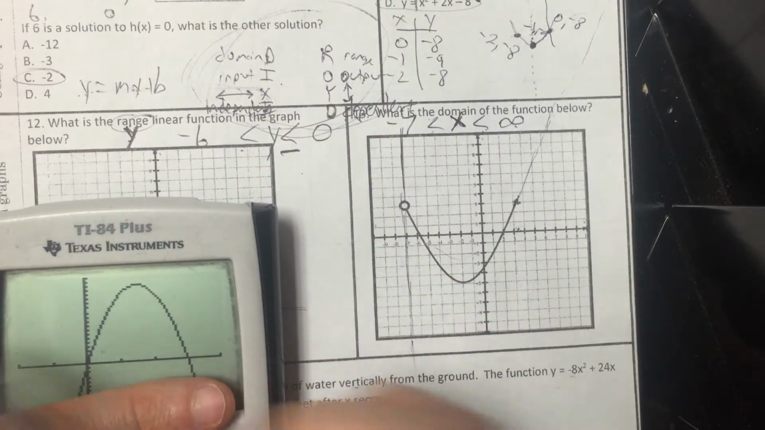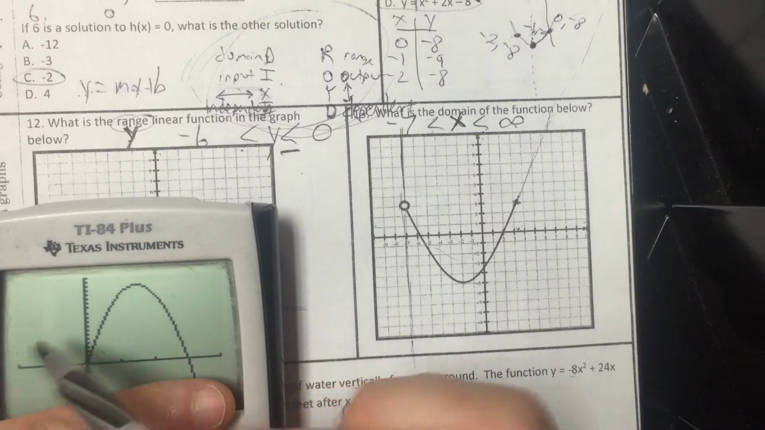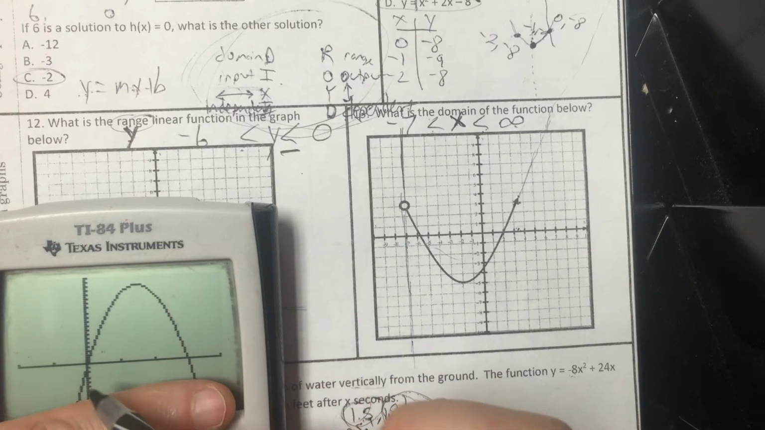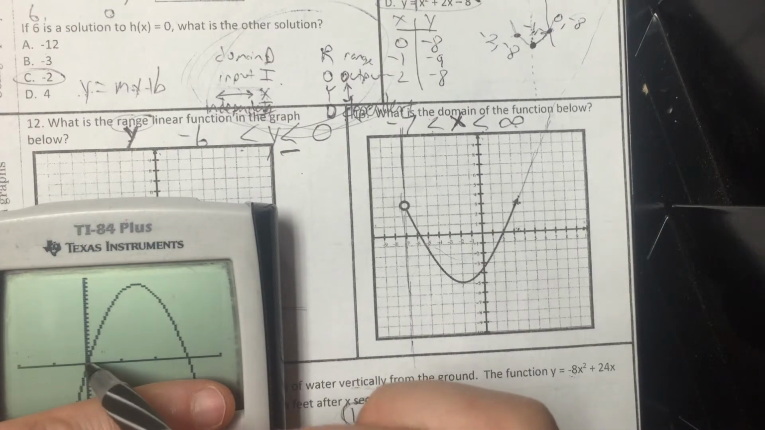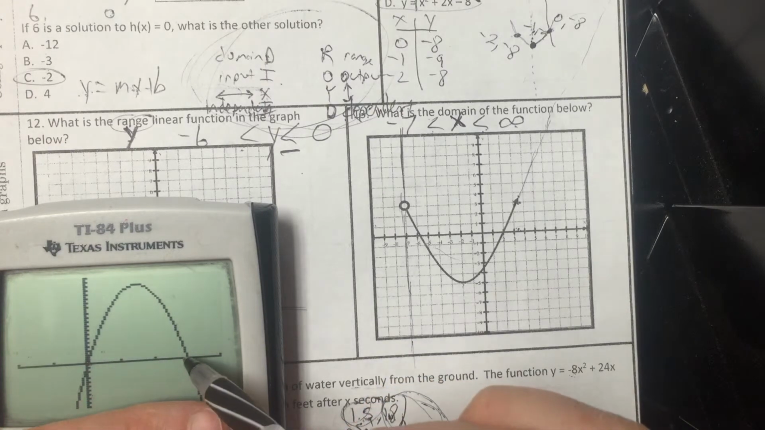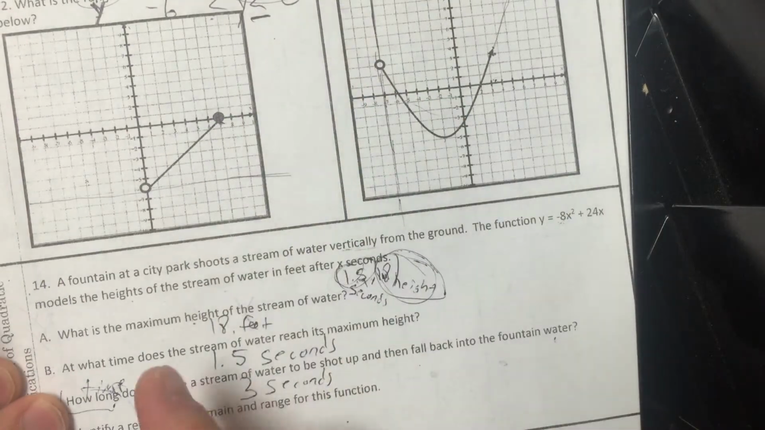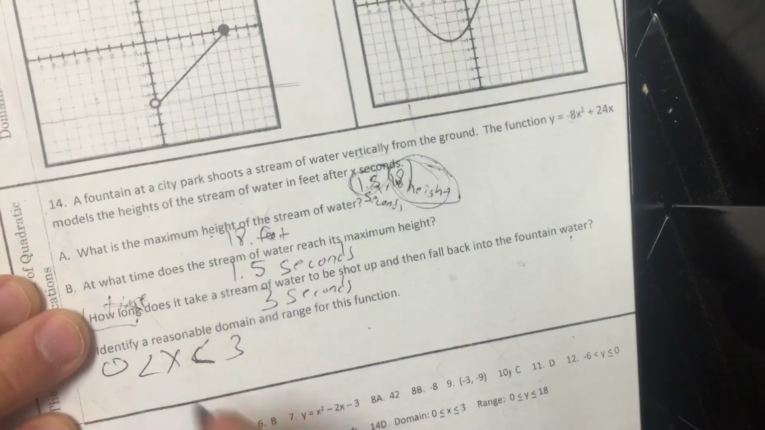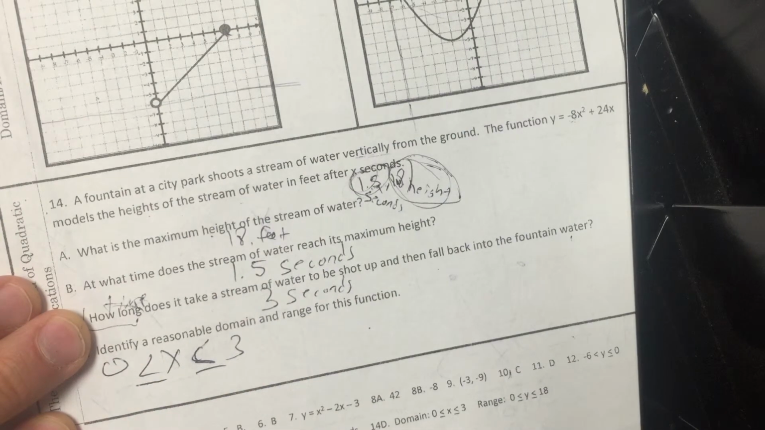The domain going left and right, there's no negative time. Okay, so we can't go this way. We can only have 0 before the fountain shoots up. So 0 all the way to 3. So we would write that as x. And we put our less thans. We put 0 to 3. It can be equal to 0 and it can be equal to 3.